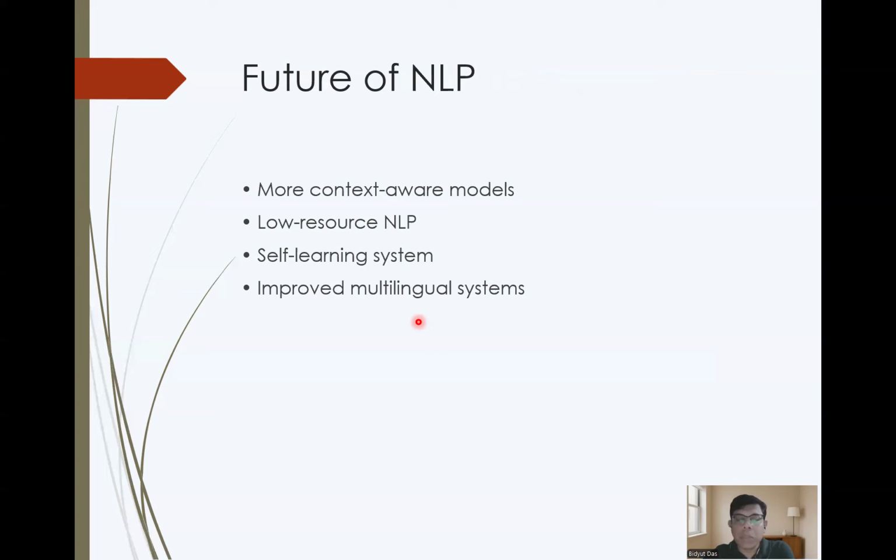So low resource NLP is required in the current scenario, and a self-learning system is required because the data is increasing day by day. Therefore, the system should be self-learning, by which it will give better responses. And finally, improved multilingual systems. That means NLP should be capable of giving responses in different languages properly. That is the challenge, but in future, hopefully it will be resolved. Multilingual response systems will be generated for NLP.